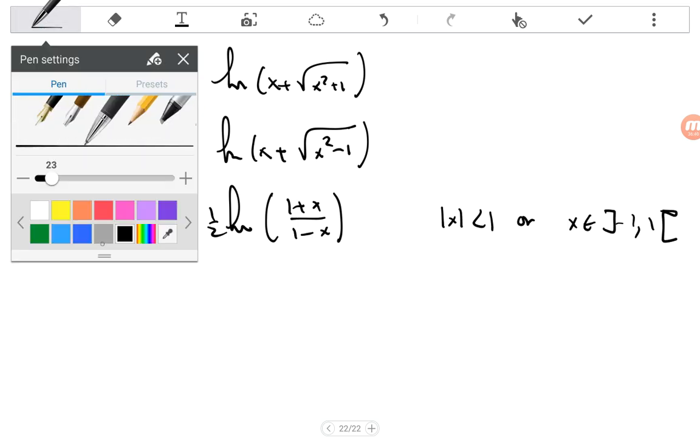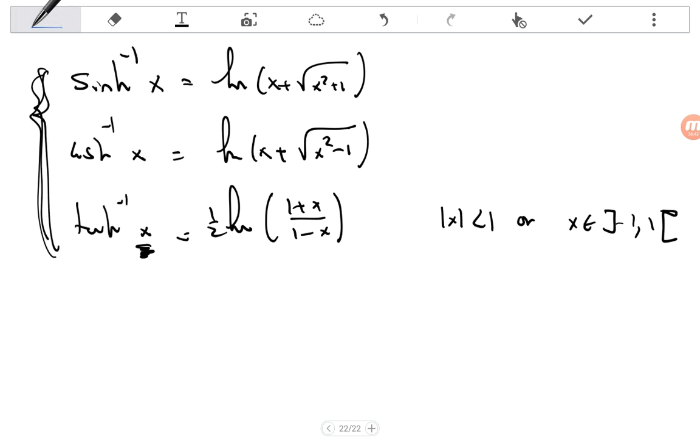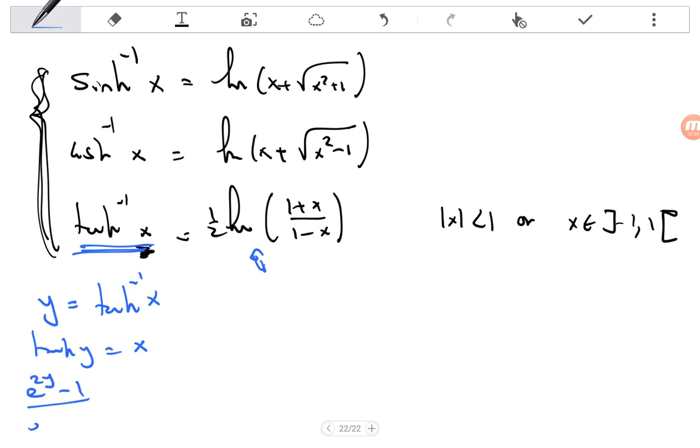How were these expressions derived? It is just a simple idea. For example, if I need to find the expression for tanh inverse x, how would I find it? Let's say that y is tanh inverse x. That means tanh y is just equal to x. From the basic definition of tanh, I may rewrite it as e power 2y minus 1 over e power 2y plus 1. I've just chosen that form of tanh for convenience. So that will be x.